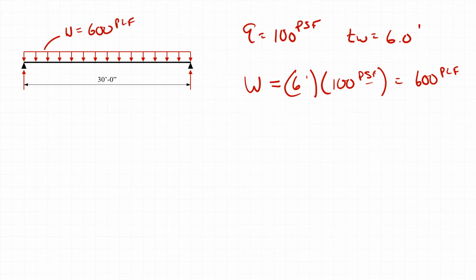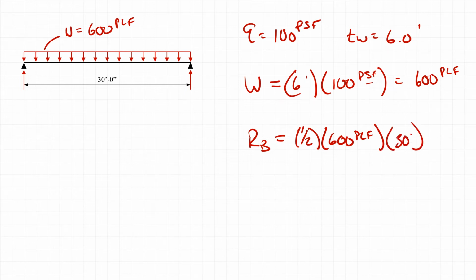So if we figure out what the reactions are, we could say that the reactions for our beam are going to be equal to 1/2 of the total loading. So it's going to be 1/2 of 600 pounds per linear foot multiplied by the length of the floor beam, which is 30 feet. So that is going to be a total reaction of 30 times 600 divided by 2 gives me 9 kips.